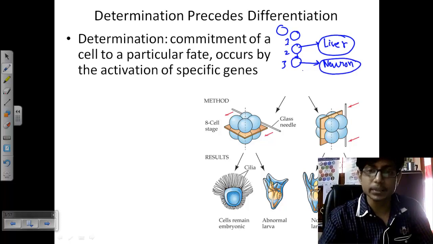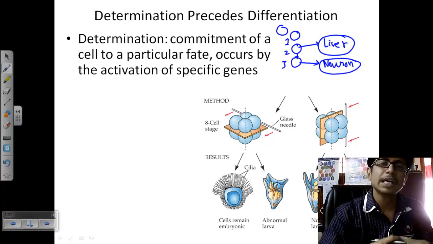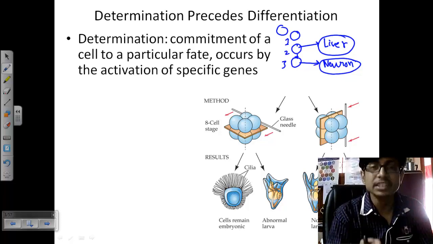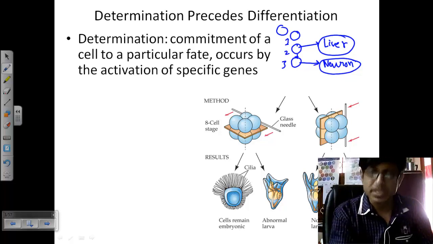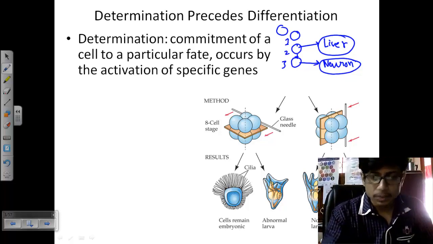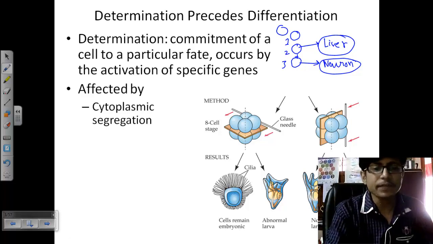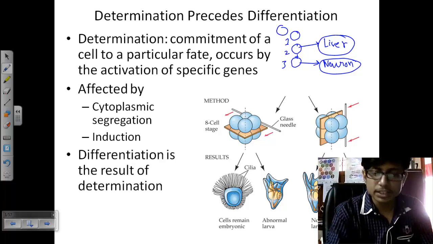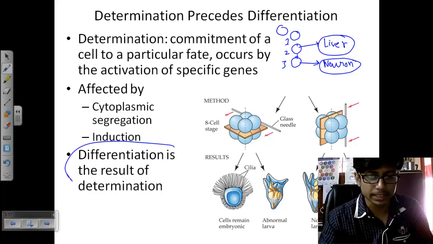So the chemical signaling and the gene interaction that will go on inside that cell will be different than the interaction going on in cell number 2 and cell number 1. Because this cell wants to produce a neuron, this cell wants to produce a liver. So what kind of organ or what kind of cell they want to produce when they are matured depends on the determination process. So they are predetermined to produce a specific type of cell only, and they will produce that type of cell only. And this is affected by the cytoplasmic segregation as well as the induction. And differentiation is the result of the determination. That's what we can tell every time.